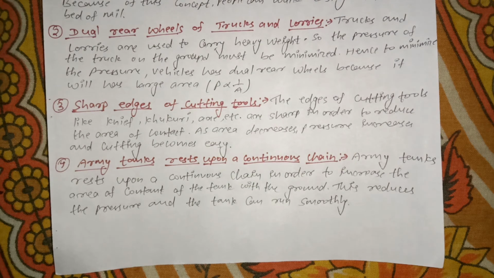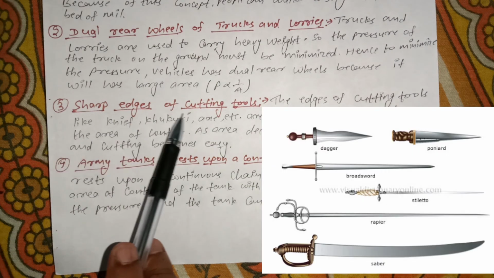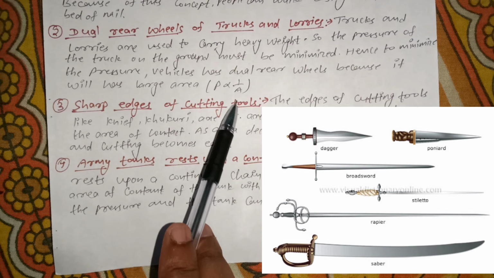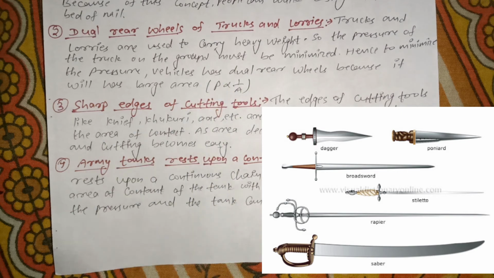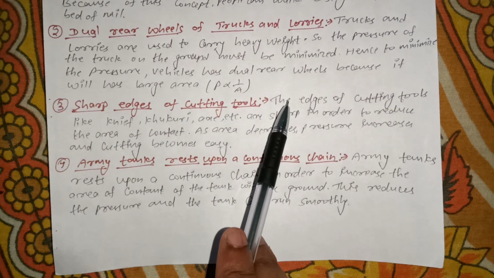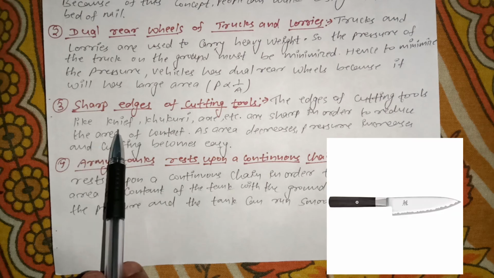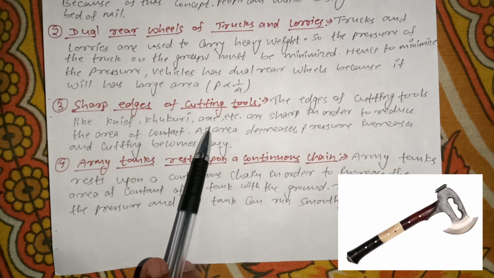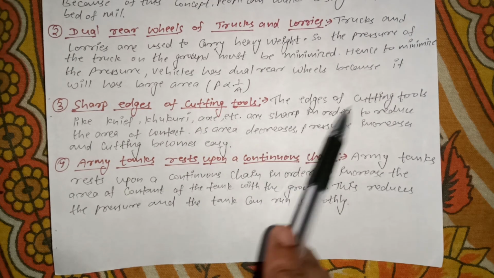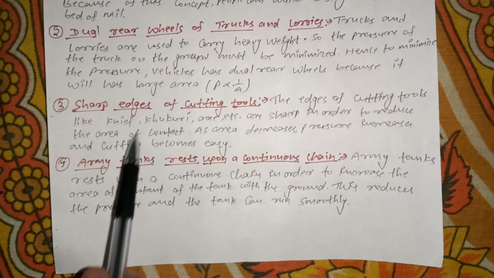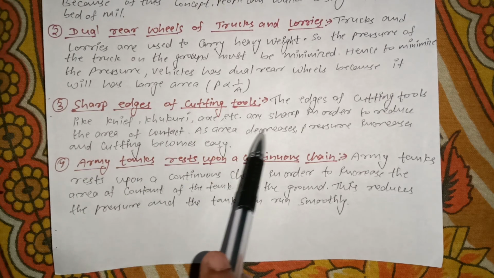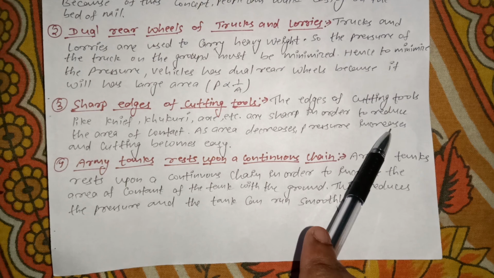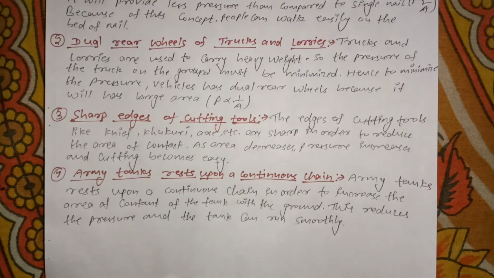Similarly, the third application is sharp edges of cutting tools. Why do cutting tools have sharp edges? The reason behind it is that the edges of cutting tools like knife, khukuri, axe, etc. are sharp in order to reduce the area of contact. As area decreases, pressure increases and cutting becomes easy.